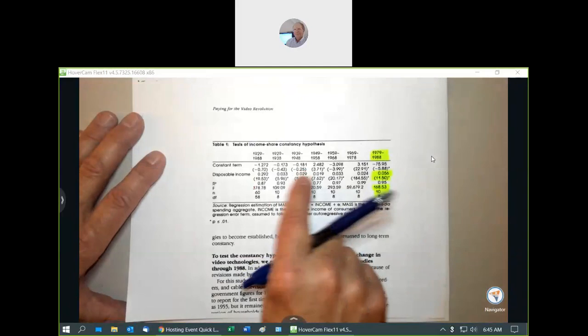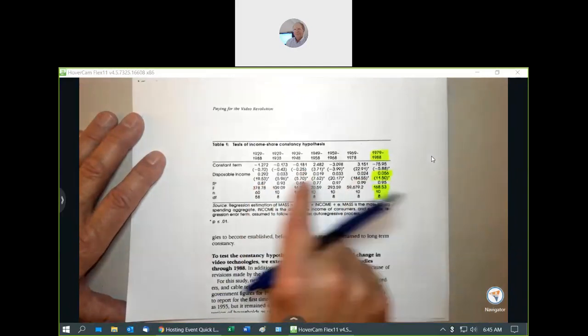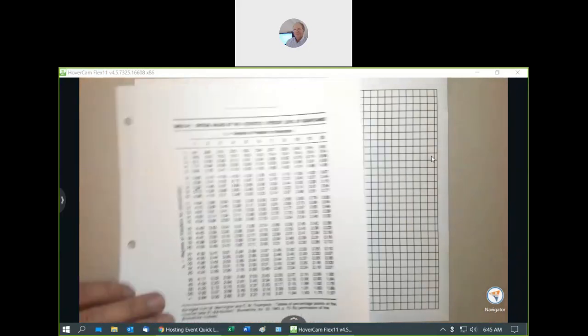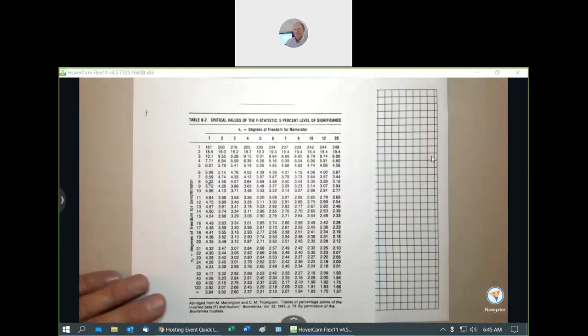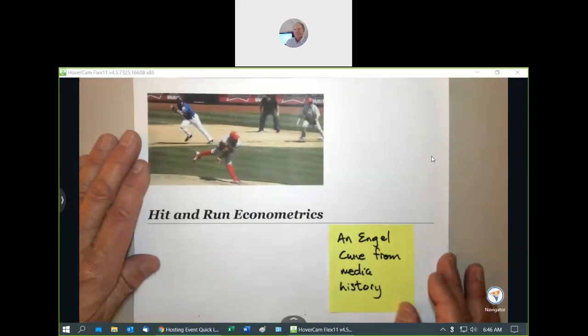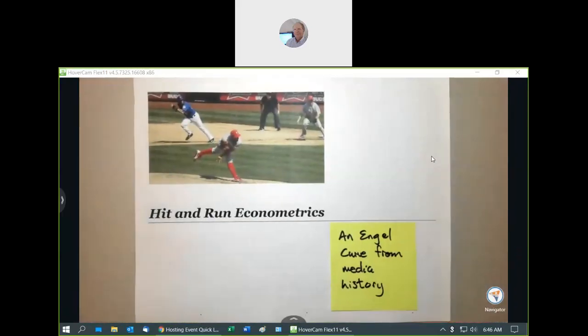And as we looked across the decades, what we found was that media spending was bouncing all around, and therefore we disproved this constancy principle, the idea that media spending was some kind of constant function of income. So that is a hit and run on an Engel curve from media history.